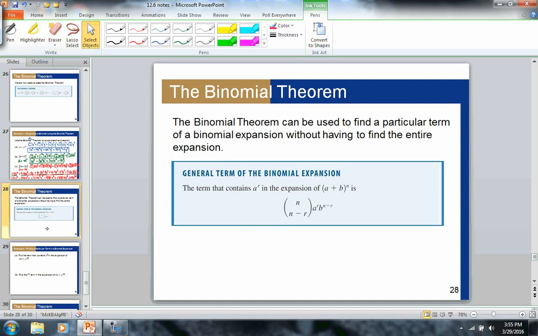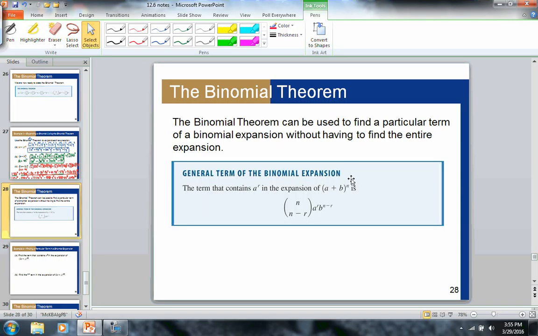Okay? So the last thing we're going to talk about then is how we can find a specific term using the binomial theorem. And this is kind of cool. It's kind of a shortcut. Okay? So you have to pay attention though to what the numbers are.